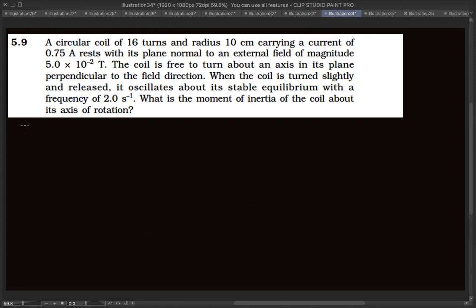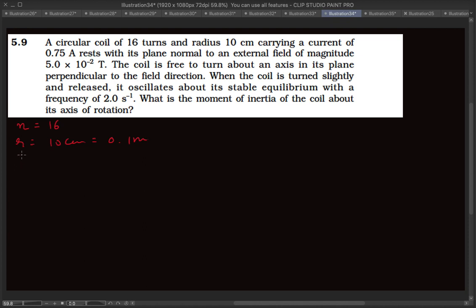In this example you have been given that the number of turns of a coil is 16 turns. Your radius is again 10 centimeter. Again, they haven't mentioned a number of turns per unit length or something. That is why our task is quite easy.